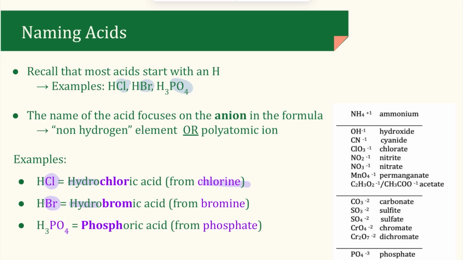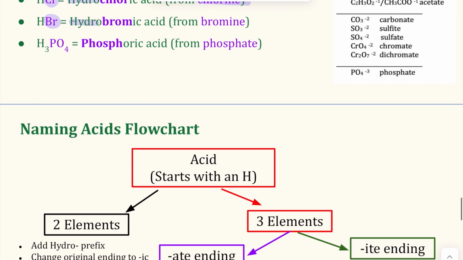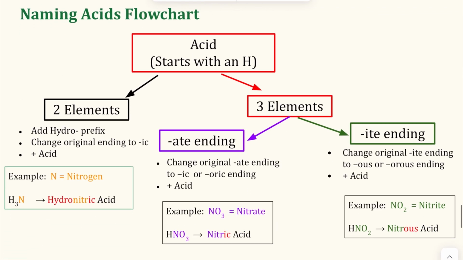And because we might see a hydrochloric acid or a chloric acid, those two mean different things. We have different naming conventions if we're using something like chlorine or if we're using a polyatomic like chlorate. So when we are naming acids, we can think through this flow chart. We can notice an acid because its compound starts with an H, or it might say acid in the name.